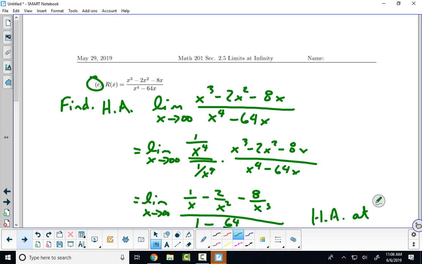Did you see that on that last problem? What's the degree of the denominator? 4. Degree of the numerator was 3. In the tug-of-war match, who won out? The denominator. It brought everything down to 0. Okay.